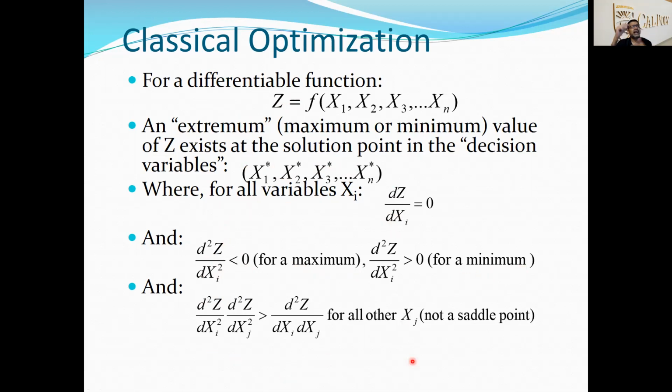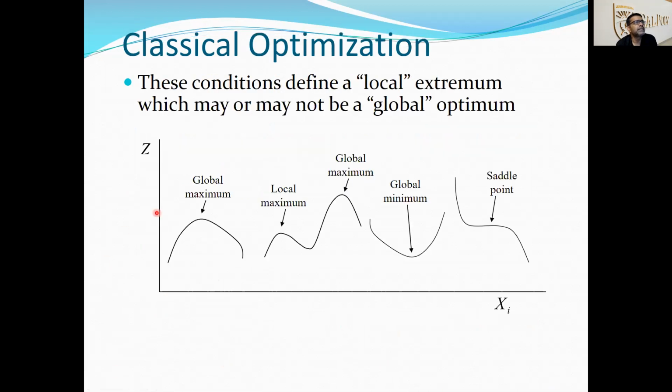However, there could be a saddle point where the derivative is 0 as well. If you want to identify a saddle point, then this is the definition of the saddle point. So this is the global maximum, local maximum, and then you have the global minima. And this is what the saddle point looks like, which is neither a maxima nor a minima, but might still have that 0 derivative.